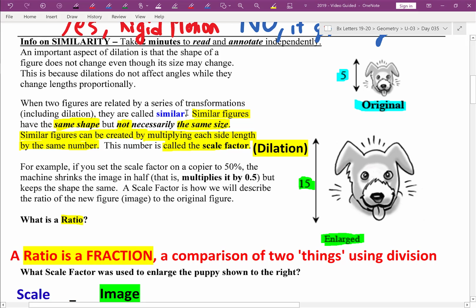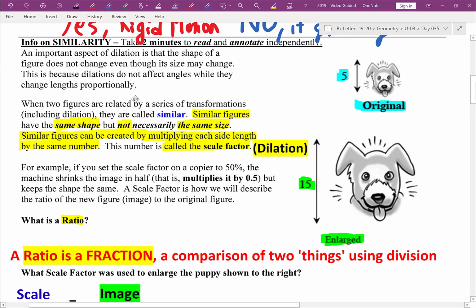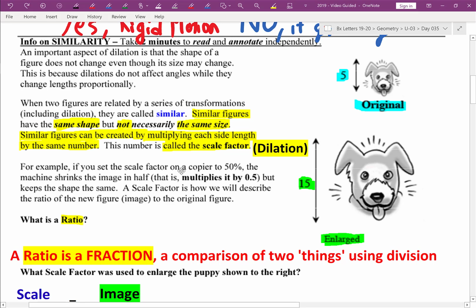And if you could, just take a minute, pause, and read this blurb here. I've highlighted some important stuff. And then come back when you've finished reading it. Okay, so one of the most important things in this little blurb is that an important aspect of dilation is that the shape does not change. All right, size, they're going to say may change. For us, we're just going to say size changes. We'll deal with this "may" thing later.